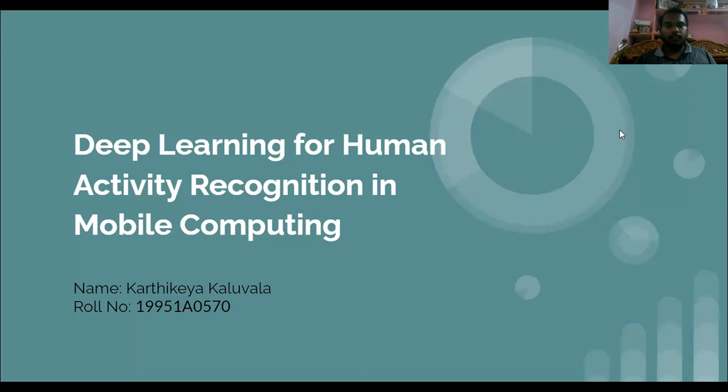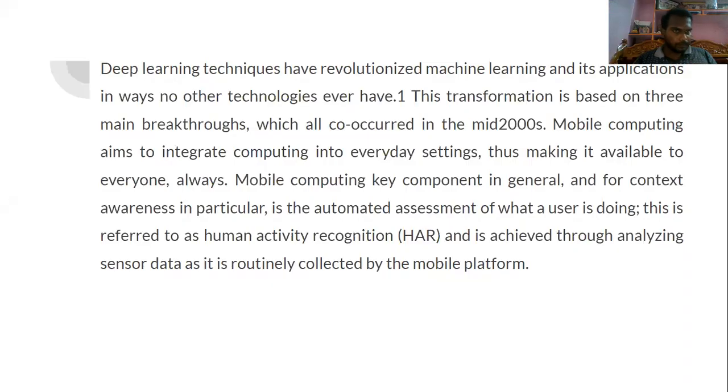My topic is deep learning for human activity recognition in mobile computing. Deep learning techniques have revolutionized machine learning and its applications in ways no other technologies ever have. This transformation is based on three main breakthroughs, which all co-occurred in the mid 2000s. Mobile computing aims to integrate computing into everyday settings, thus making it available to everyone, always.